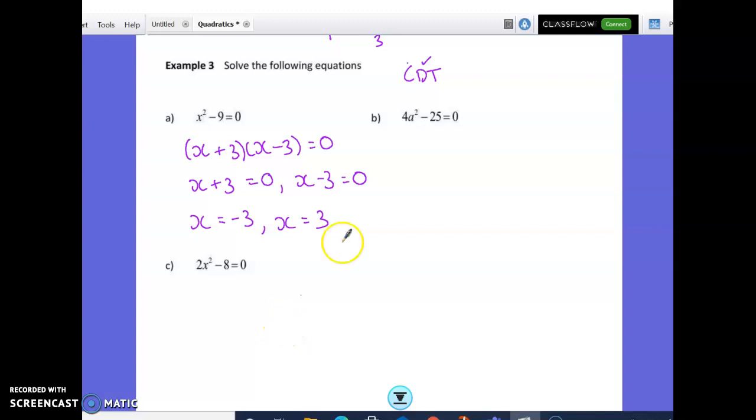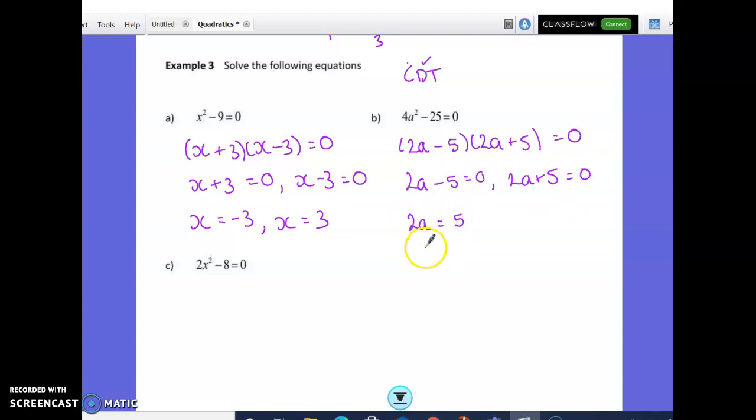Next one, still a difference of two squares. 4a squared is a square number, 25 is a square number. So I get 2a minus 5, 2a plus 5. That's going to be equal to 0. Separate out my brackets. 2a minus 5 equals 0, 2a plus 5 equals 0. 2a equals 5, so a equals 5 over 2. Other one, 2a equals minus 5, a equals minus 5 over 2.